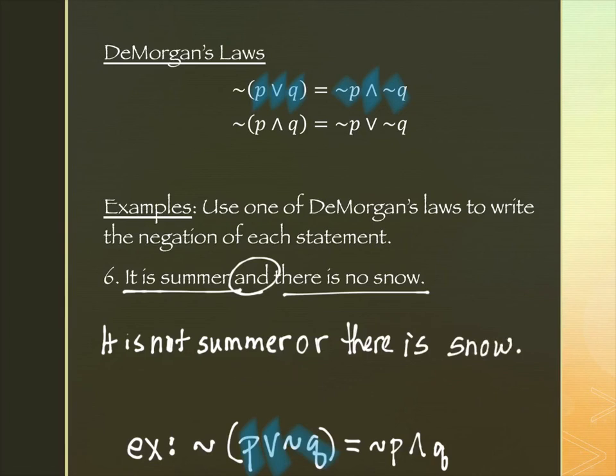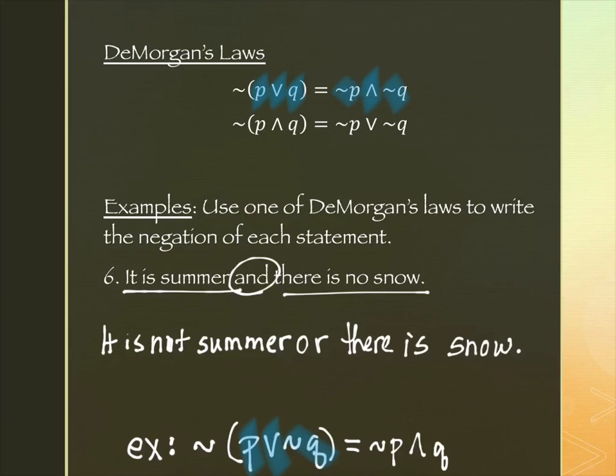Okay, so that's sort of prescriptive, like do this, do this, do this. But let's actually think about it from the standpoint of the language that's involved. If I walked in today and said, it is summer and there is no snow, and let's presume for the moment that that's a false statement. Well, what could be false about it? It could be the part that says it is summer, because this is actually a false statement for today anyway. So it could be that it's not summer. Or it could be that the statement that says there is no snow, that there really is snow.